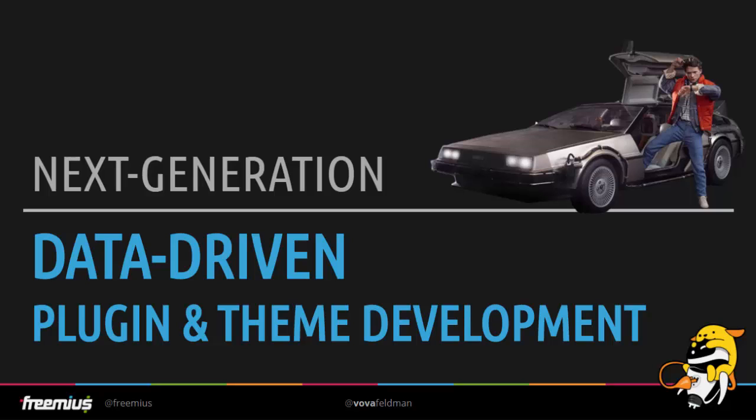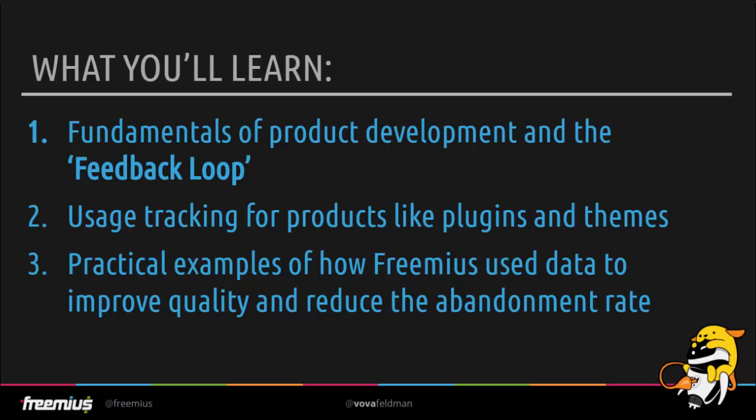So just to help you make sure you're watching content that's right for you, let's quickly go over what you'll learn in this webinar. We'll start off with the fundamentals of product development and the feedback loop, go over usage tracking for products like plugins and themes, and finally look at some practical examples of how Freemius used data to improve quality and reduce abandonment rate. So let's get right to it.